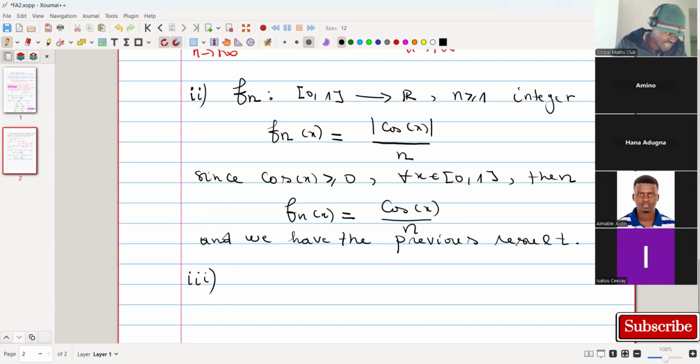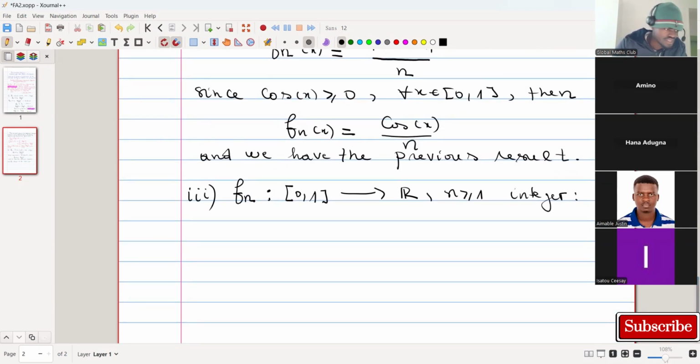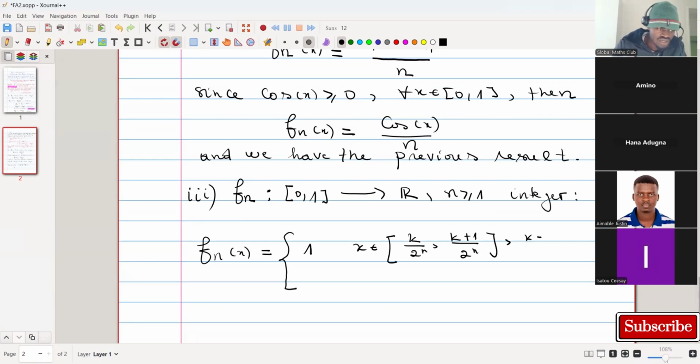Now we have fn defined from 0, 1 to R. This one is a piecewise function that we are going to define. Now what is fn of x? Fn of x is a piecewise function. It is 1 if x is between k over 2^n and k plus 1 over 2^n, where k is an odd number between 1 and 2^n, and it is 0 otherwise.